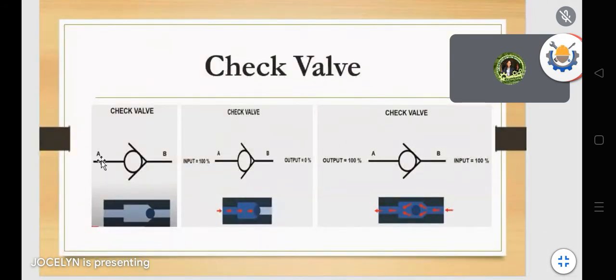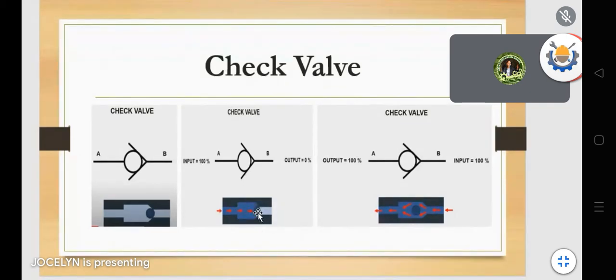input air pressure at A, guys, it is locked at B. So if ever you're going to put air pressure here, it will not come out, because the check valve is blocked at B and cannot flow toward A. Now if we reverse it, meaning if we input 100% at port A, the output will be 0%, because it is already blocked at port B.